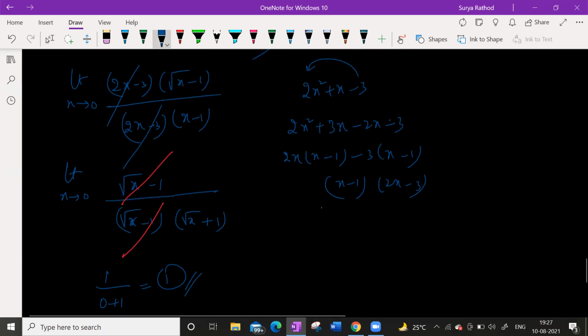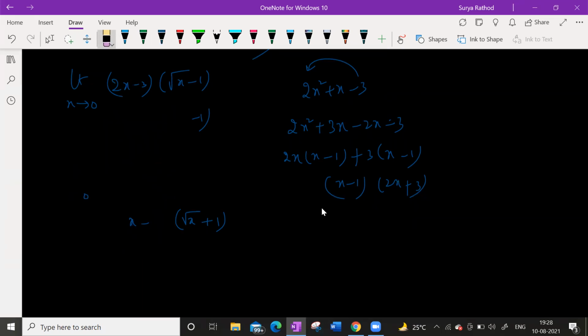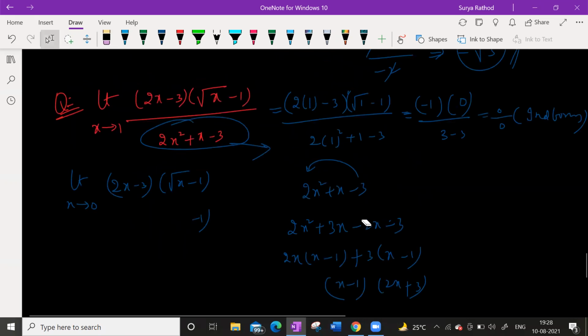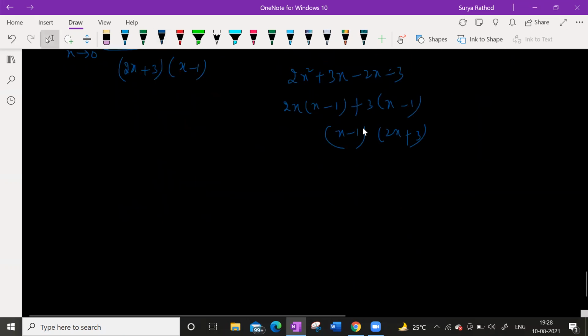Guys, we made a silly mistake. Not minus 1. I mean, see here, 2x common. Here plus 3x. So 2x plus 3. We made a calculation mistake here. Simple. Look at this plus minus. If you make so, everything will collapse. So 2x plus 3 in the denominator, x minus 1 in the denominator. Is that clear? Factorization. Yes or no? You understand? Yes, sir.